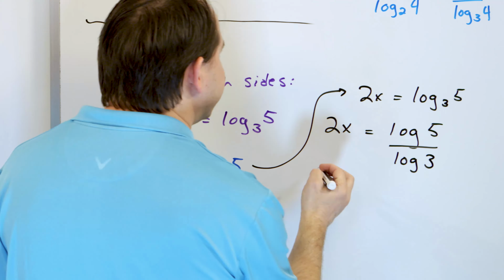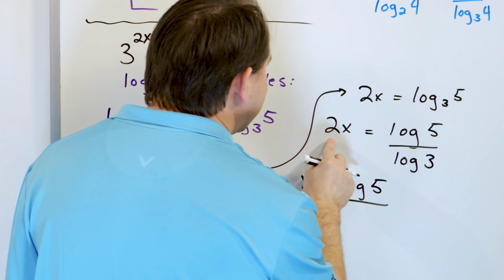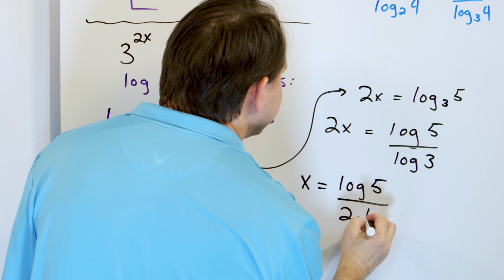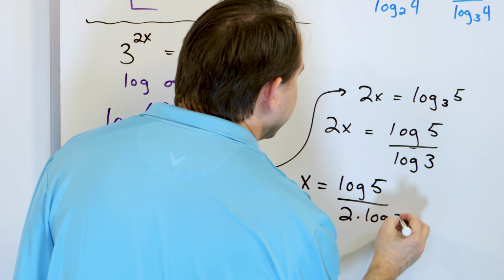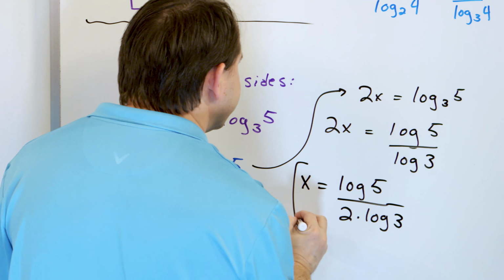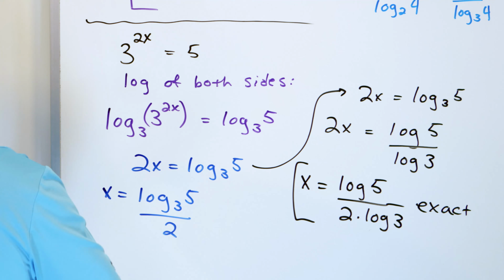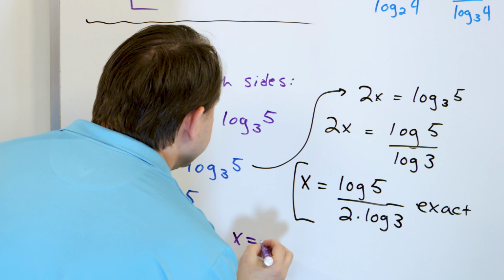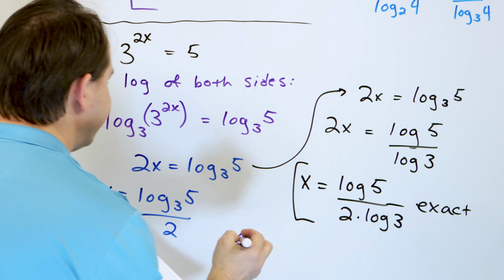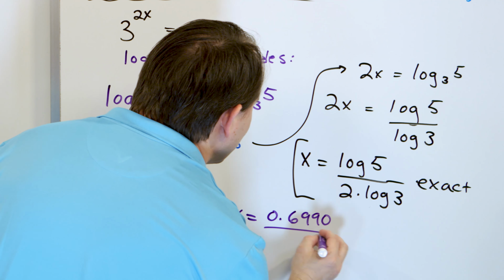And so then if you want to get the value of x here exactly, you could say log base 10 of 5 divided by 2 times the log base 10 of 3. Now I can circle this and call this exact. At least I have base 10 logarithms there. But the problem is, generally you want numbers. So you could say x is equal to, what is the base 10 log of 5? 0.6990. Of course, that's rounded.